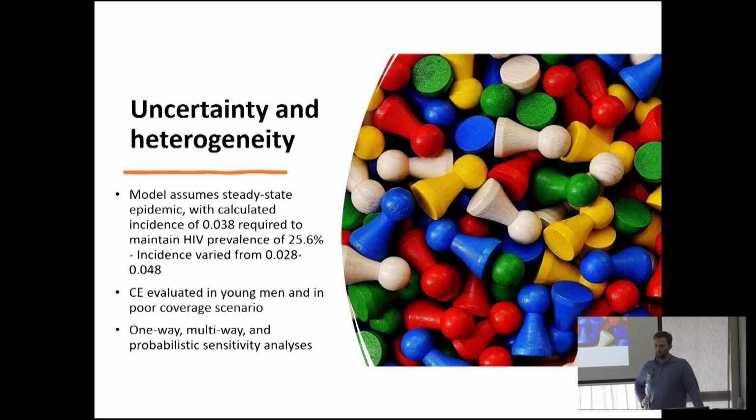They also looked at an alternative scenario where they were just focusing on young men, so looking at the cost effectiveness within young men, and also in a situation where there was poor coverage, so not many men were taking up the intervention or the circumcision. And they conducted multiple sensitivity analyses: one-way sensitivity analysis, where they would vary one parameter at a time and see what happened; multi-way sensitivity analyses, where they might vary 2 or 3 at one time and see what impact that has; and also probabilistic sensitivity analyses, where they're varying multiple parameters at a time within the sensitivity range and within a probability distribution that was representative of that specific variable.